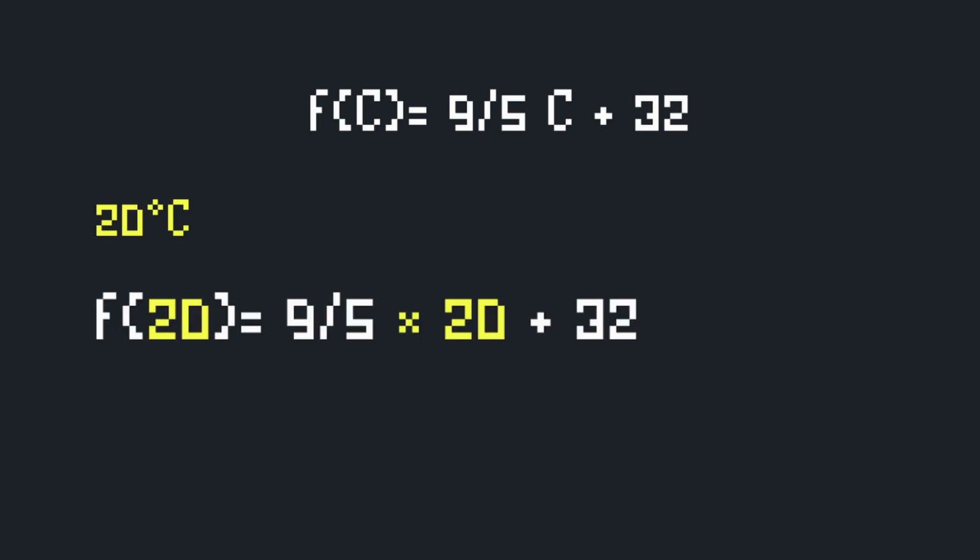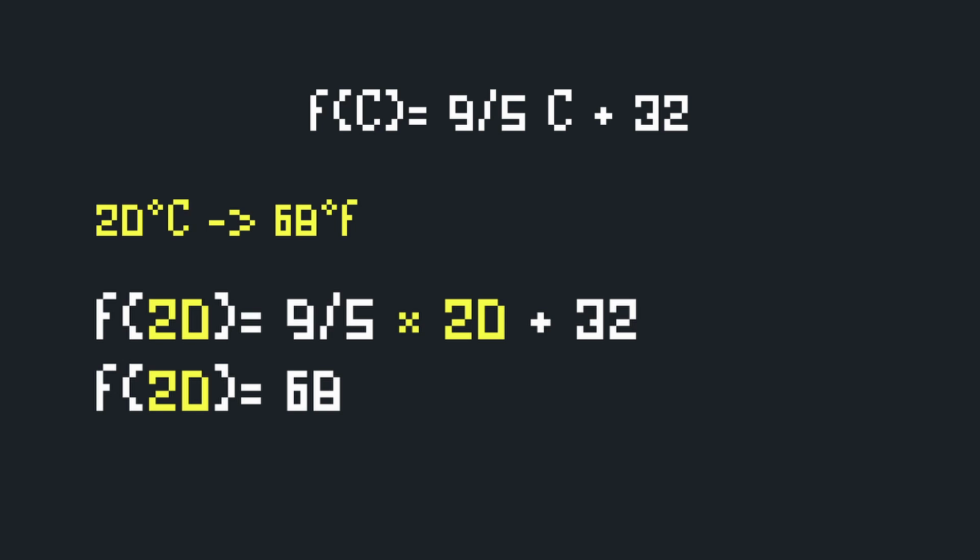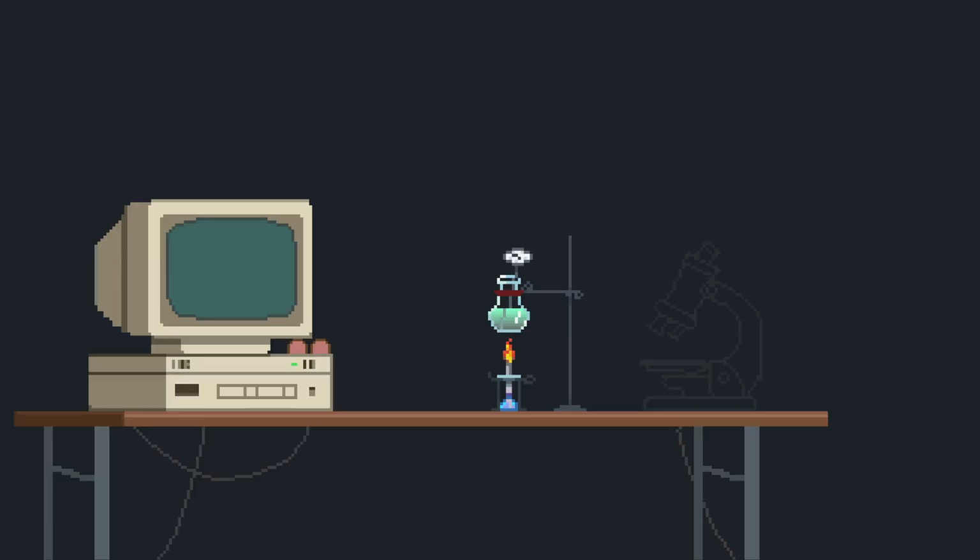Let's test the function with an example. Suppose the thermometer shows 20 degrees Celsius, then F(20) equals 9/5 times 20 plus 32. We do the math and get F(20) equals 68. So 20 degrees Celsius corresponds to 68 degrees Fahrenheit, which is correct. So our function works. Now let's define the domain.